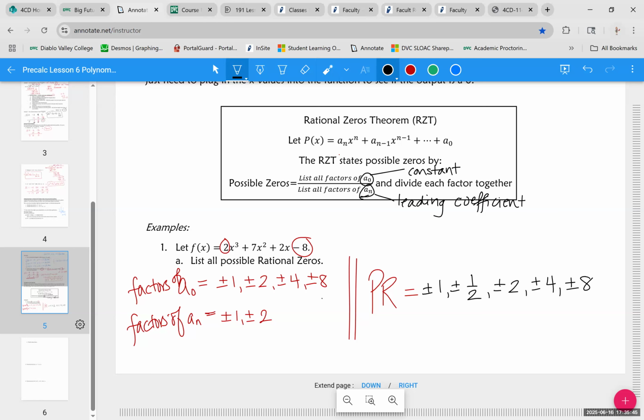So now I have a list of possible numbers. If there is a zero of this function that can be written as a fraction or a whole number, it's in this group of numbers. Okay. So that was our answer to part A.